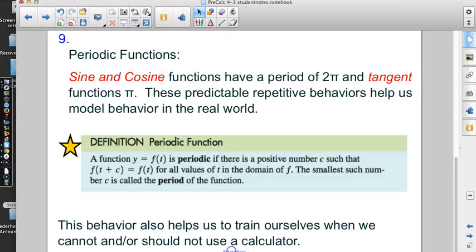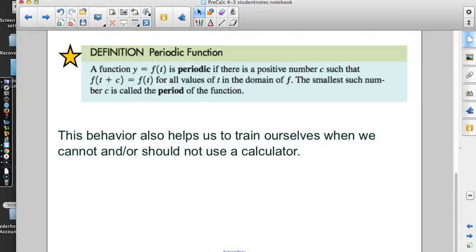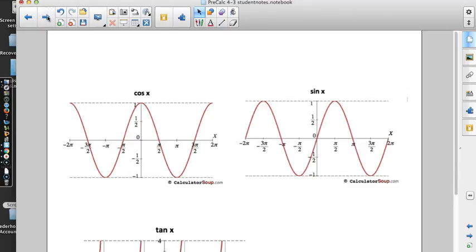For tangent, 1 pi. This behavior also helps us to train ourselves when we cannot or should not use the calculator. You know, we're not supposed to use that calculator when we talk in radians, which frightens us when we get to the next one where they have us doing problems. But what we're going to do is this. We're going to visualize, okay, it's got this nice curve thing going here.